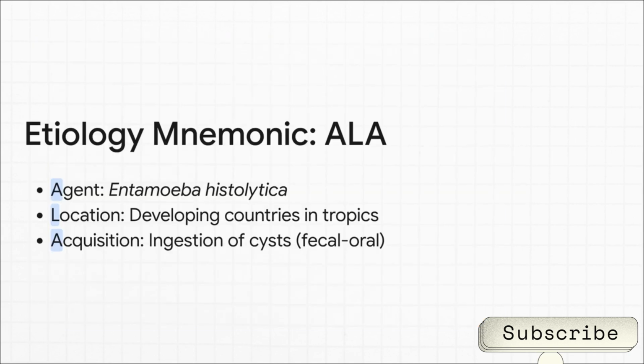And here's a super easy way to remember the basic cause, the etiology. Just use the name itself, ALA. A is for the agent, that's Entamoeba histolytica. L is for the location. You'll mostly see this in developing countries, especially in the tropics. And the final A is for acquisition.